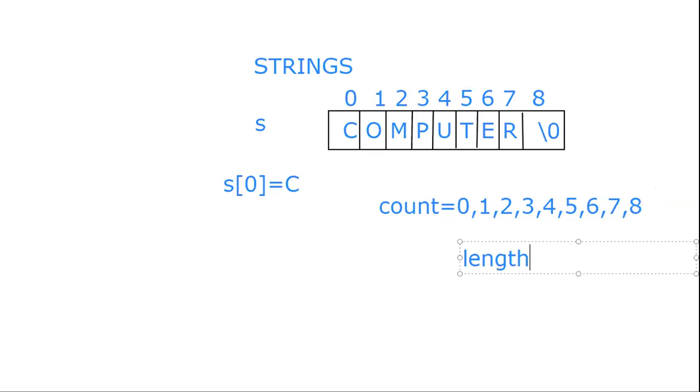So that is nothing but the length of the string. We are counting letter by letter until we reach null. That is the value of count, which is the length. So the final value is 8. The length of the string is 8. So that is what we have here.